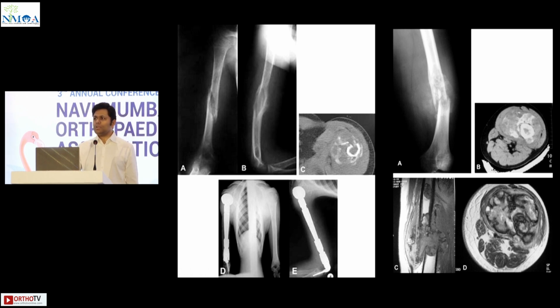So the call for limb salvage or amputation is not because there is a pathological fracture, but because of the response to the chemotherapy that the patient shows.